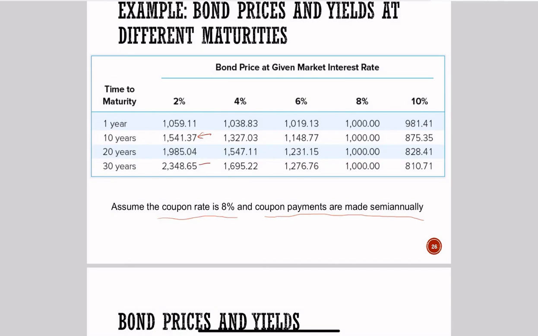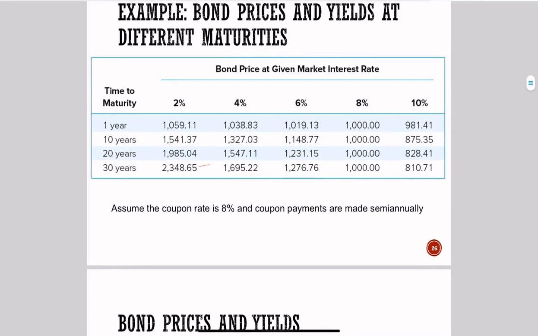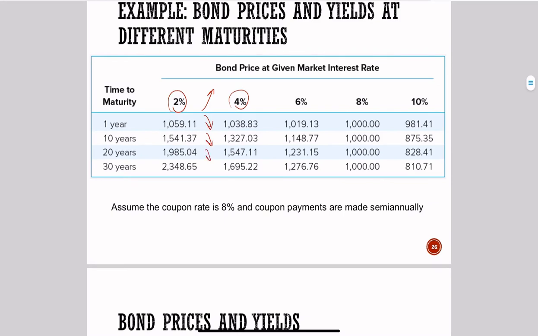Okay, now let me first remove these marks. Now let's just observe. Let's look at 2% and 4%. So let's say interest rate increases from 2% to 4%. In this case, we know that bond price should decrease, right? You can see that for all these 4 different bonds, bond price decreases, right?